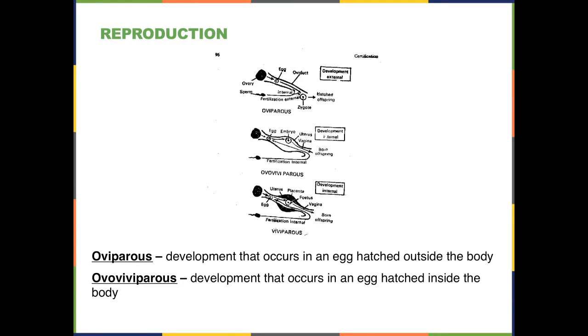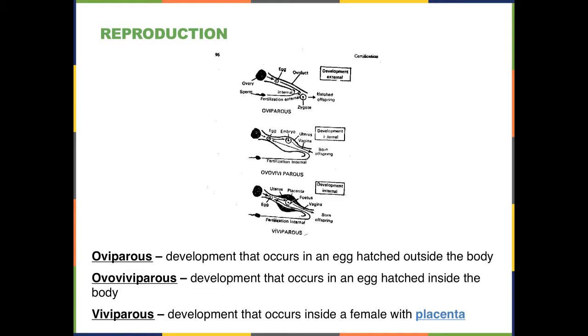The ovoviviparous, which is the least common, is that the organism has an egg which develops inside the body and hatches inside the body, and then the young is produced outside the body.